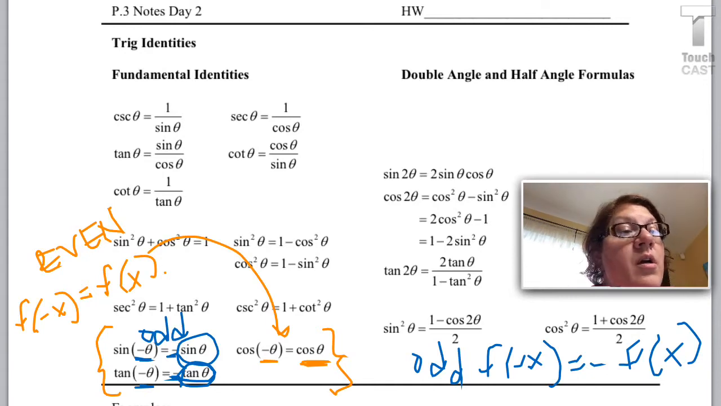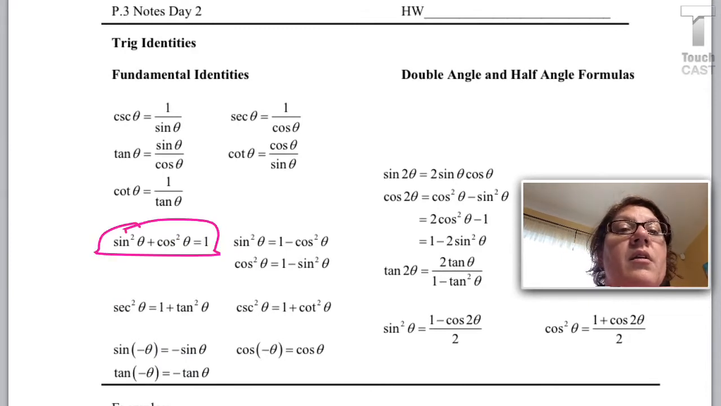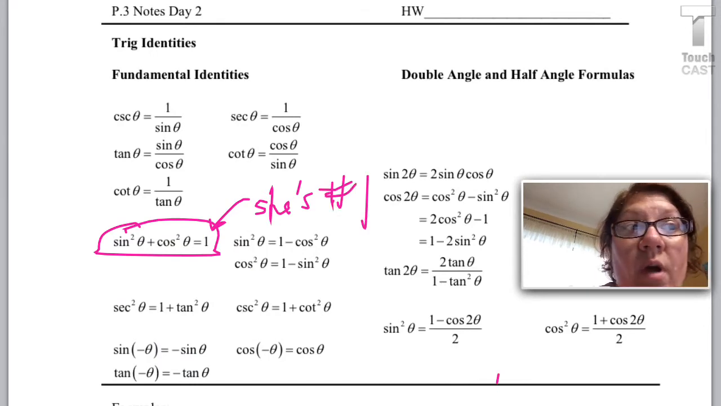Of course, I'm going to clear this. Of course, your Pythagorean identity, sine squared plus cosine squared equals Mrs. Torres, because she's number 1. That will help you not forget.